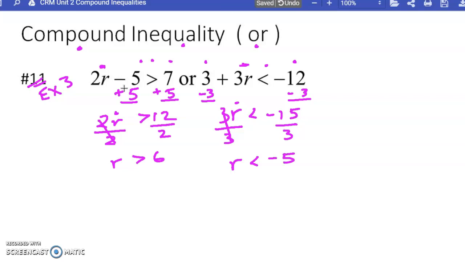Notice I don't change my sign this time. I'm not dividing by a negative. I'm dividing into a negative, so the sign stays the same. So I have r greater than 6 or r less than negative 5.